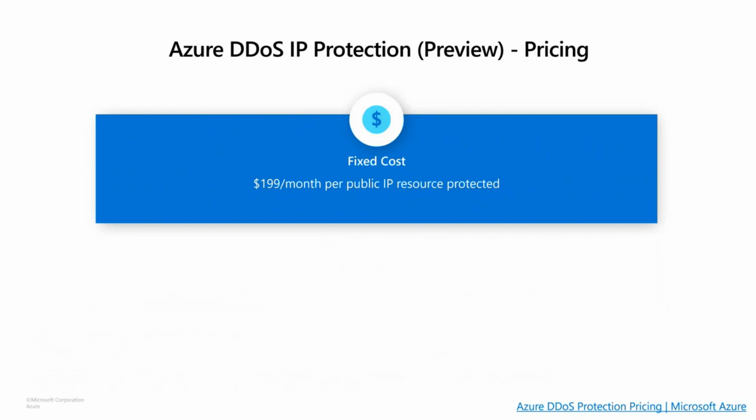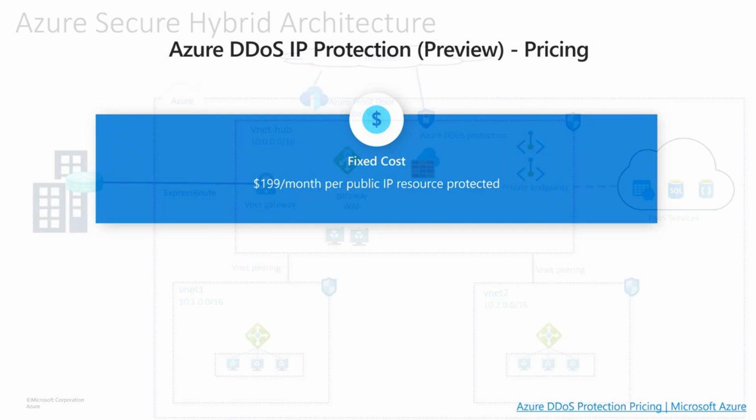So if you have just a handful of IPs, it does not make sense to have network protection. You can use DDoS IP protection, and then the charge is $199 per month. It is in preview right now, so that's something to keep in mind, but then the price is this.